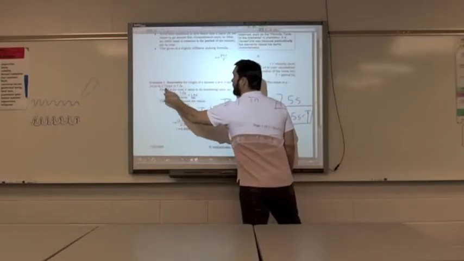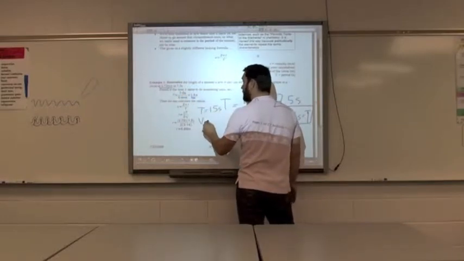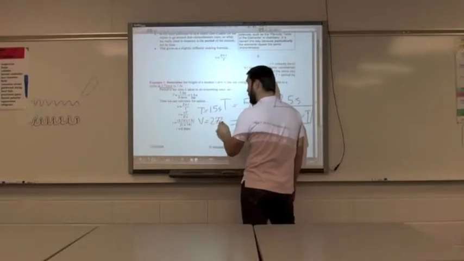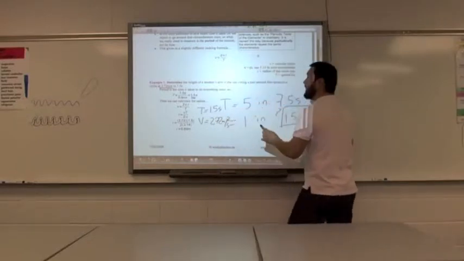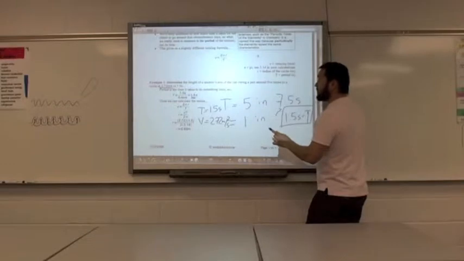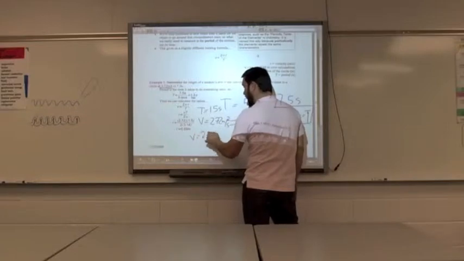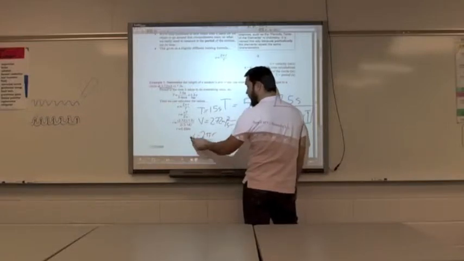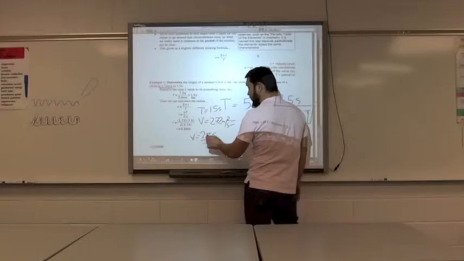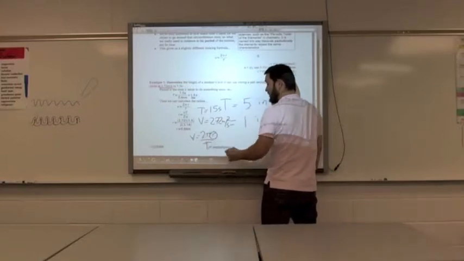We have velocity, 2.72 meters per second squared. And that's it. V is equal to 2 pi r over t. Got a velocity, got a period of rotation, have pi and 2, solve for r.